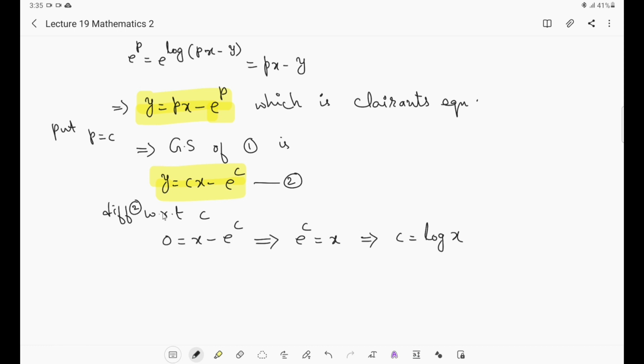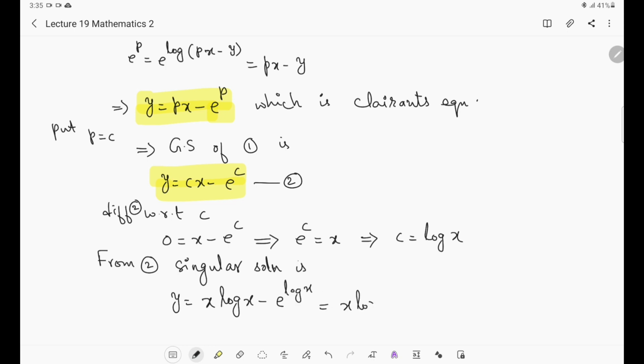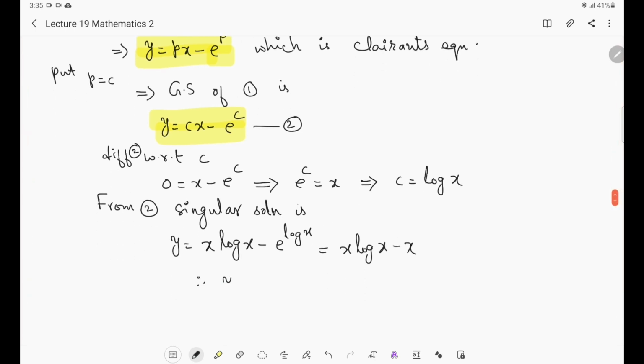Now, we have to substitute this value of c in 2. Therefore, from 2, the singular solution is y equals cx, c is log x. So x into log x minus e power c, where e power c is e power log x. So this is equal to x into log x minus x, since the exponential and logarithm will get cancelled, x will remain here. Therefore, finally, the required singular solution is, if we take x common, x into log x minus 1. This is the required singular solution of the given Clairaut's equation.